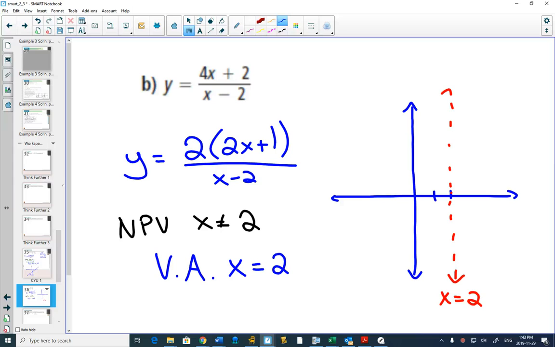Step 3 was determining whether or not we have a horizontal or an oblique asymptote. Now, based on what we did yesterday, looking at this equation, this is the group 2 where you have the same degree on the top and the same degree on the bottom. When you have the same degree in your numerator as your denominator, you will always have a horizontal asymptote. And in this case, we have a horizontal asymptote at y equals 4.